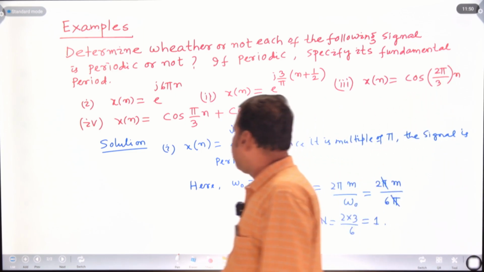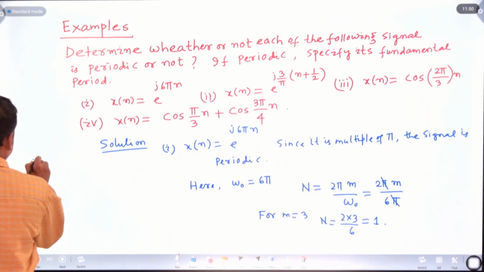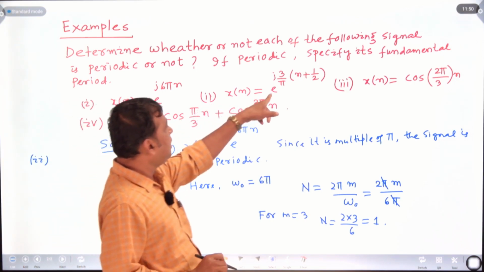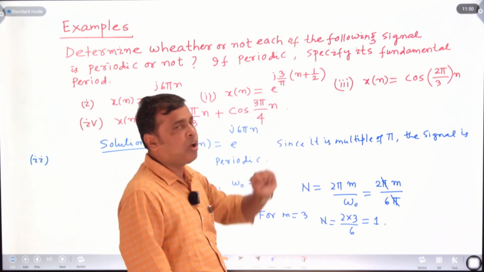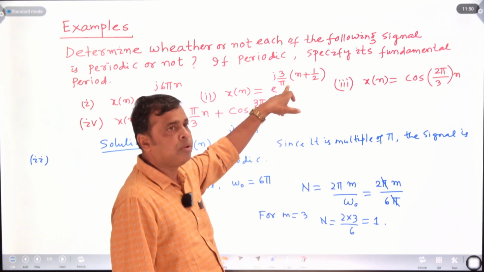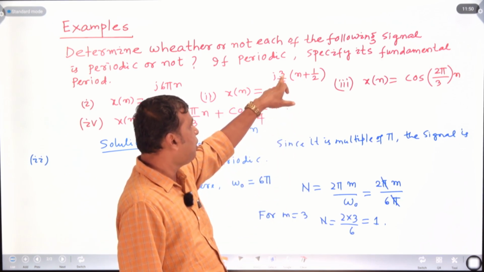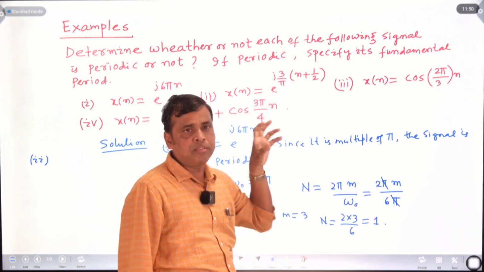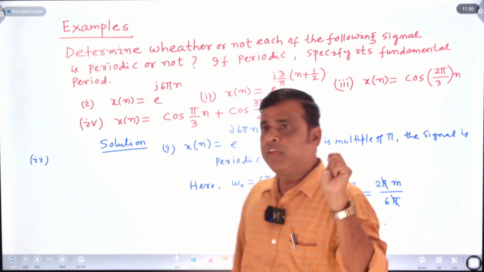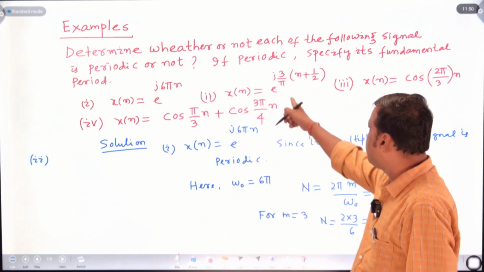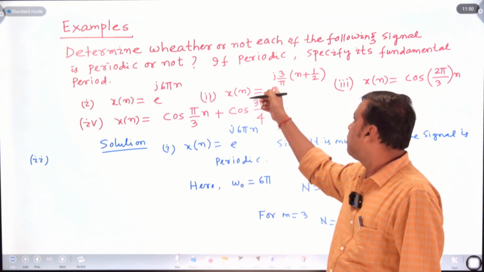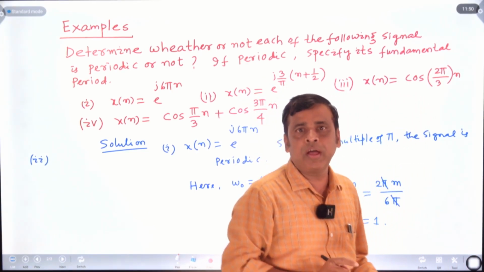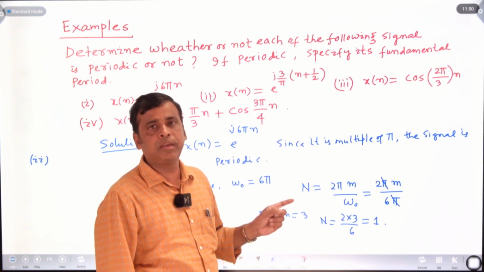Okay. So next example, number 2. X of n equal to e to the power j (3 by pi) n plus 1 by 2. In this example, omega 0 is divided by pi, it is not a multiple of pi. If it is e to the power j omega 0 n, clearly pi is in the denominator. So pi is not a multiple of the fundamental frequency. So that's why the signal is not periodic.